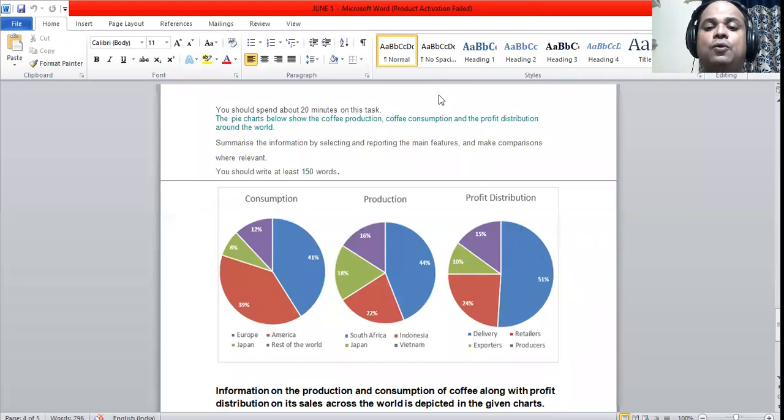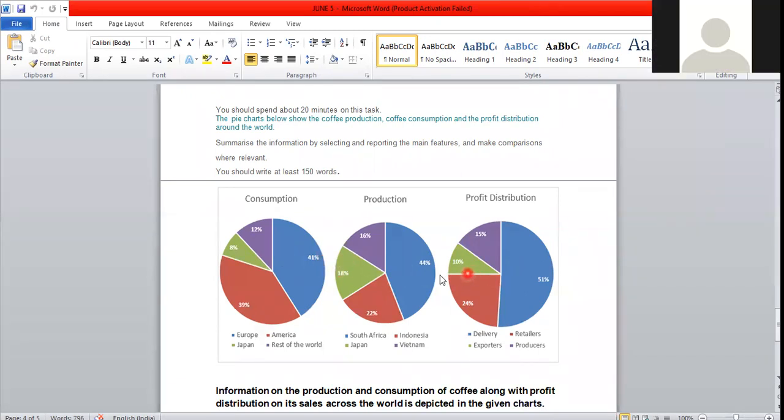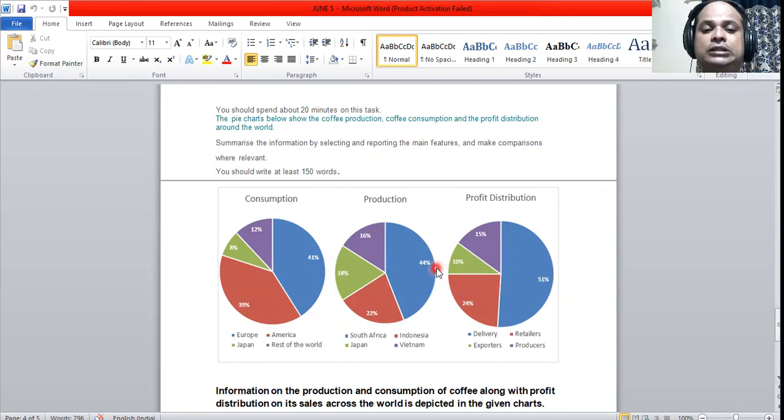So here we have discussed the particular pie charts, and as we don't have a direct relationship between these, I need to present it in different paragraphs, in different areas. So production is one point, consumption is another point, and profit distribution is another point.